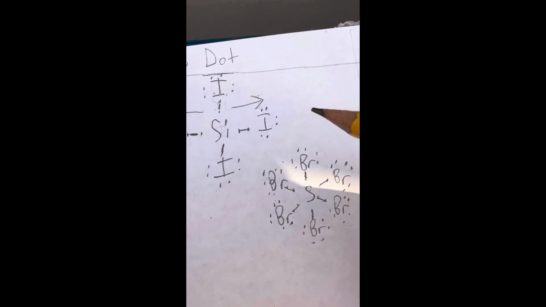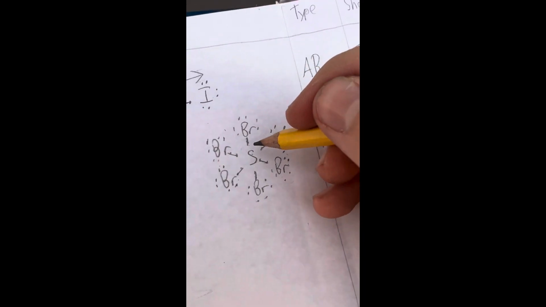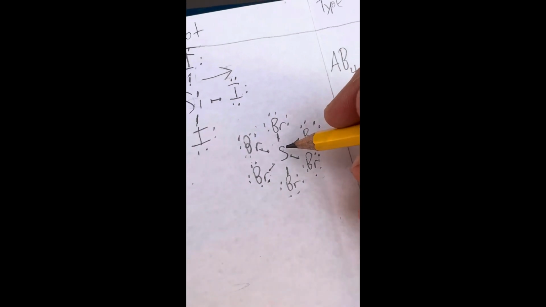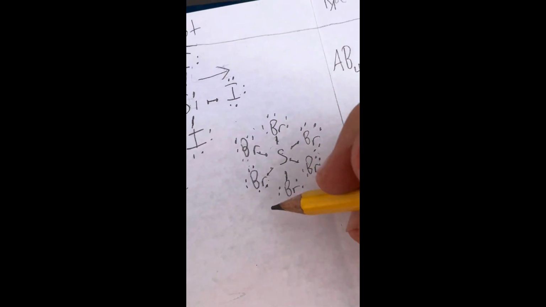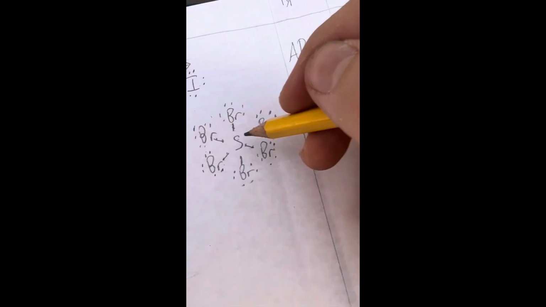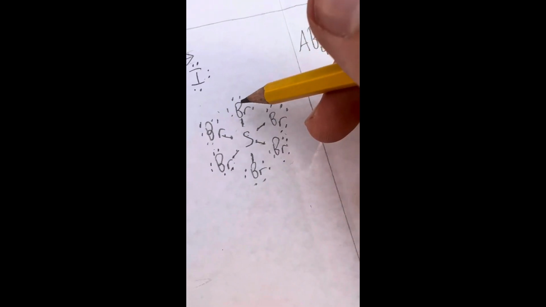For polarity, sulfur is less electronegative than bromine, so the arrows are going to go out like this. And there are no lone pairs, which means this is symmetrical, so it is non-polar.